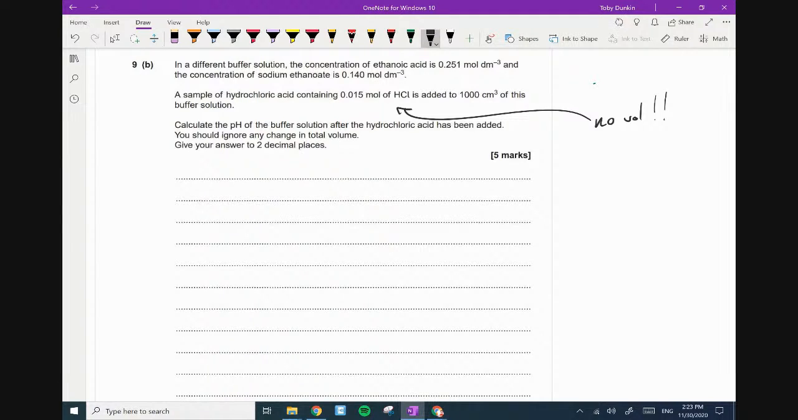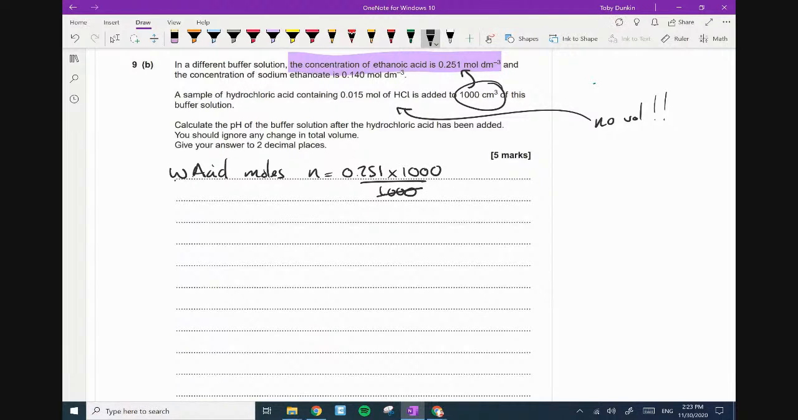So the concentration, let's do this bit first. I'm going to color code this. Ethanoic acid, so weak acid moles. Now this is clever because they've given us 1,000 centimeters cubed, which is 1 liter. And 1 liter means that the concentration is the same as the moles. Isn't that neat? I hope everyone's okay with that, because number of moles equals C times volume in centimeters cubed all over 1,000. It cancels out in my C times V over 1,000, so the moles is the same. Wow, they're doing some clever things here.